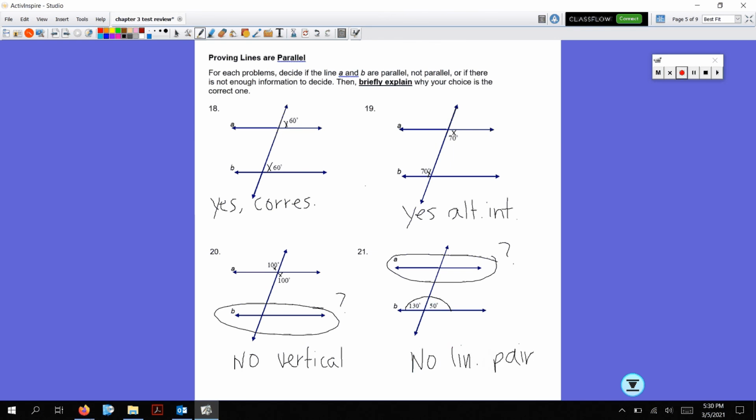So be real careful about that, okay? The only angle relationships that prove parallel lines are corresponding, alternate interior, alternate exterior, and consecutive interior. Those are the 4 that prove parallel lines. Vertical angles do exist, but they don't prove that lines are parallel. And a linear pair exists as well, but also does not prove that it's parallel.